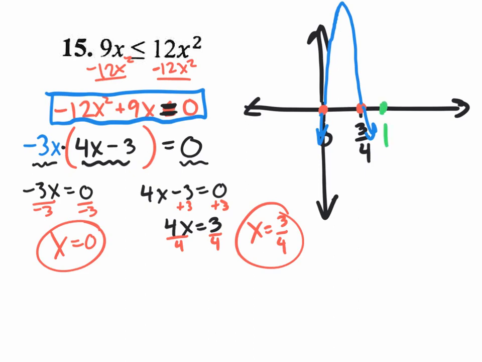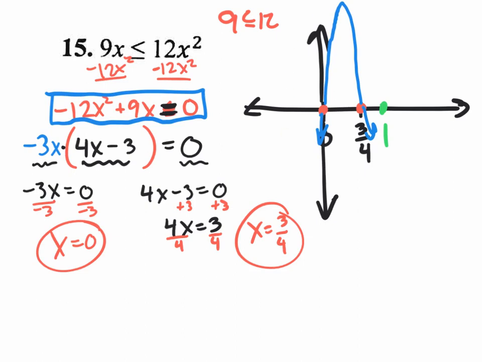So when I plug in a 1, either to this one or to the original, plug in a 1 here and a 1 there, you're going to get 9 is less than or equal to 1 squared is 1 times 12 is 12. Is 9 less than or equal to 12? Yes. 9 is definitely less than or equal to 12. So that means that this green dot out here is an answer. That means that all my answers are on the outside of the parabola.